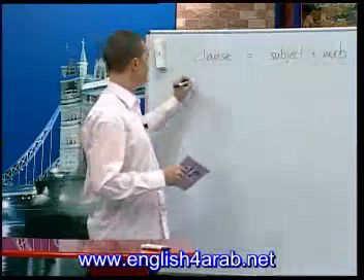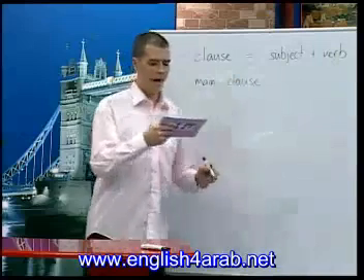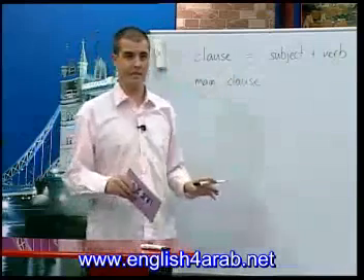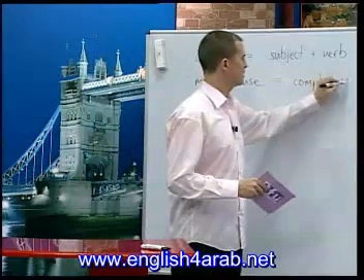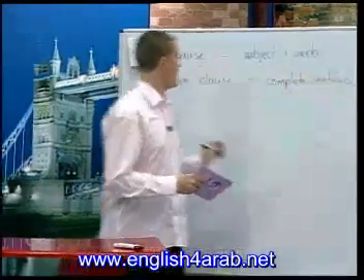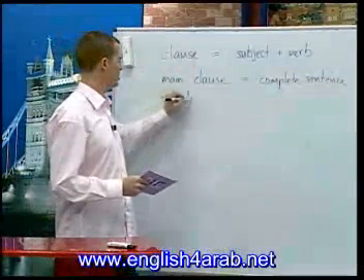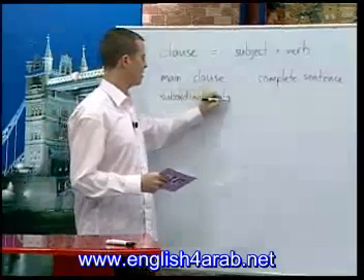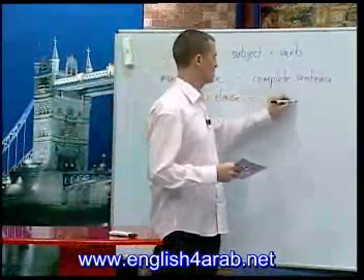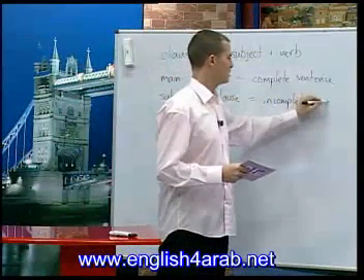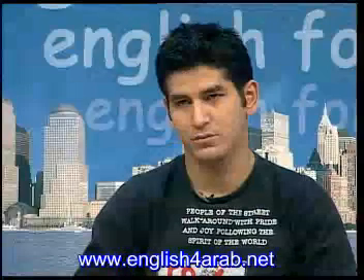There may be the independent or the main clause. And the main clause is a complete sentence. We may also have the dependent or the subordinate clause. This is the other part, and this is an incomplete sentence.